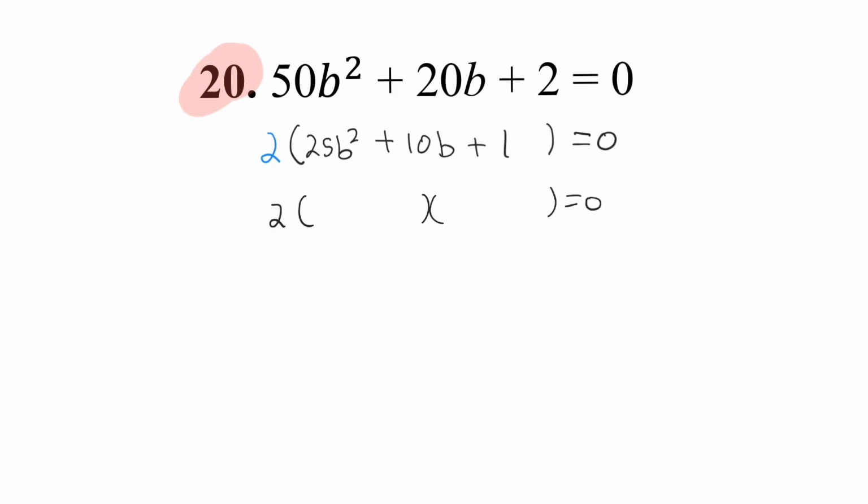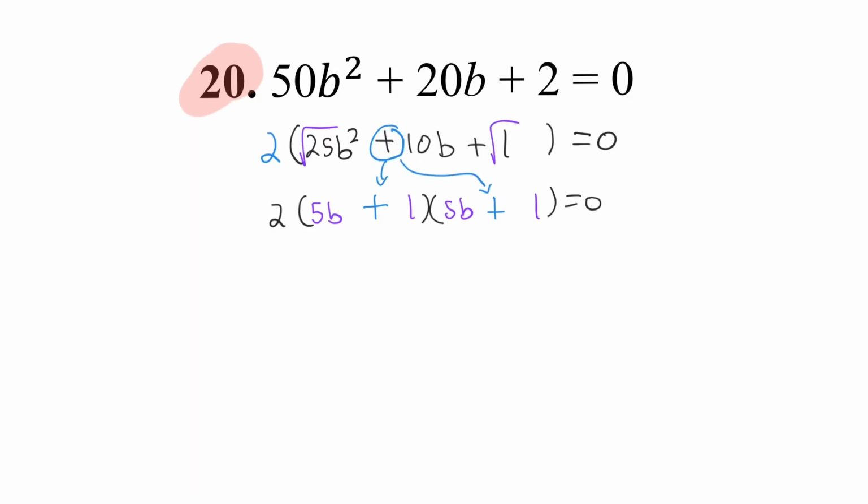And I'm going to take the square root of 25. That is a 5b. And you put a 5b over here. Square root of 1. That's 1. 1. And you use the sign in the middle. Plus over here. Plus over here. This one and this one over here.